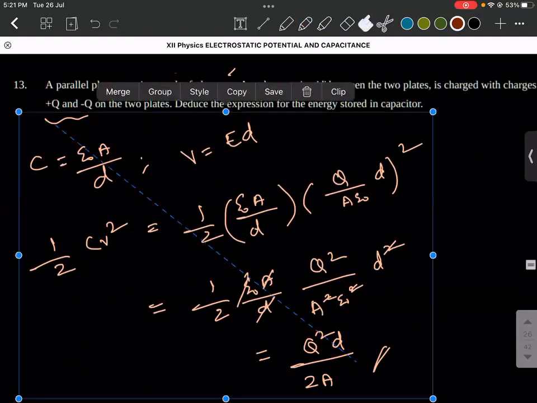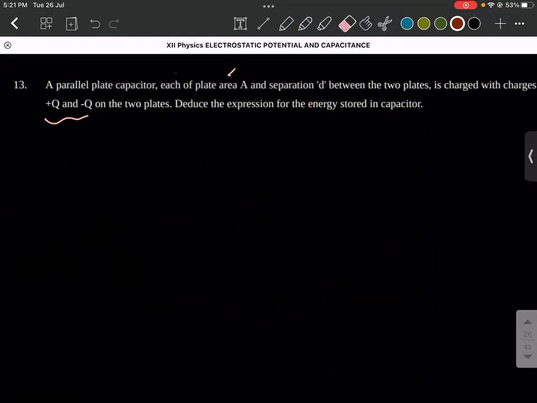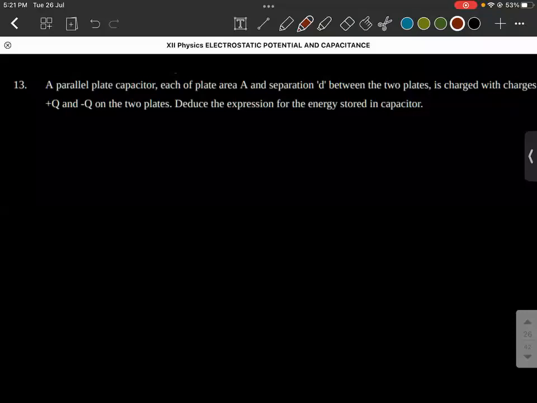So I want you all to solve this question. Read it carefully and then solve. There is a parallel plate capacitor. Each plate is of area A and the separation between them is D. Now they are charged with charges plus Q and minus Q on the two plates. Find the expression for the energy stored in the capacitor. So what is the energy stored?